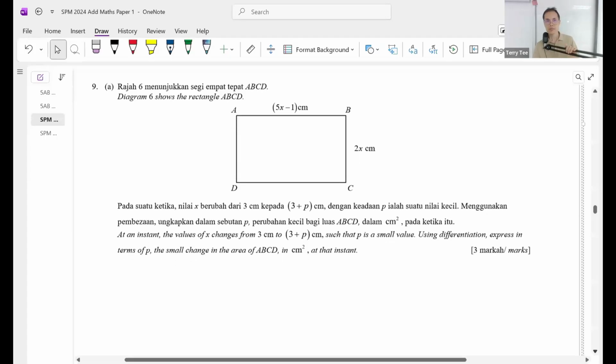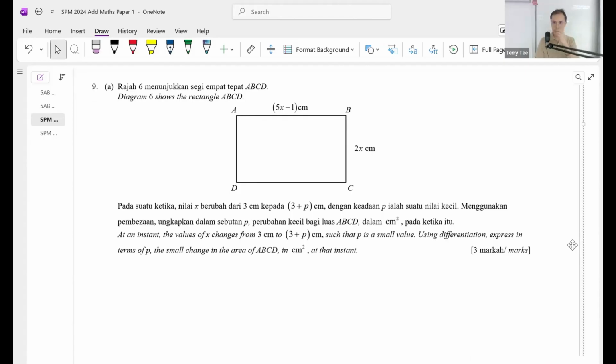Okay, next one, let's move on to question number 9. This is from differentiation, Form 5 chapter 2. Diagram 6 shows a rectangle ABCD. At the instant the value of x changes from 3 to 3 plus p, such that p is a small value, using differentiation, express in terms of p the small change of area of ABCD at that instant.